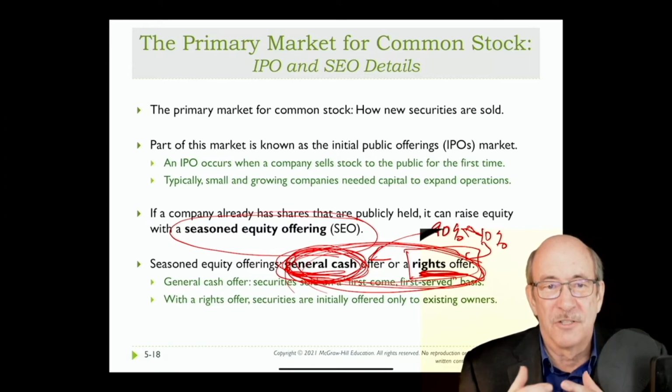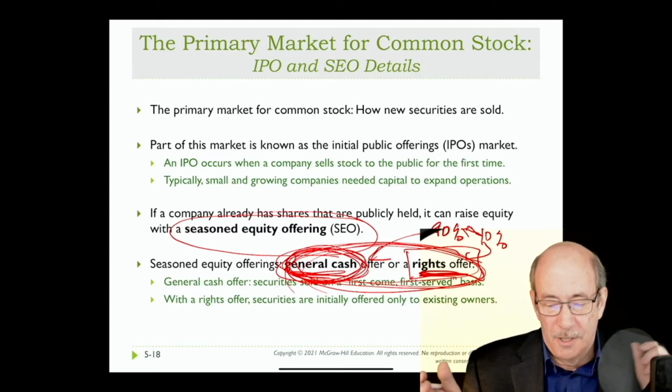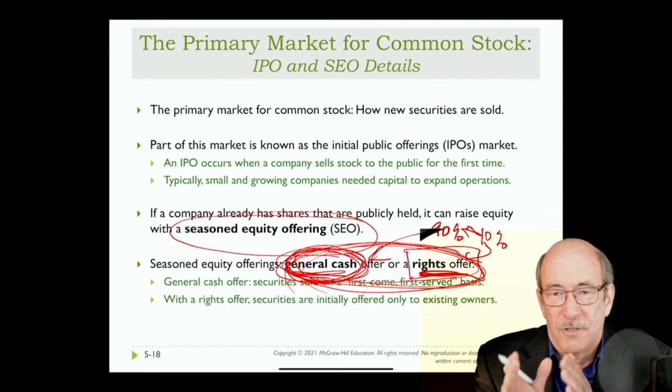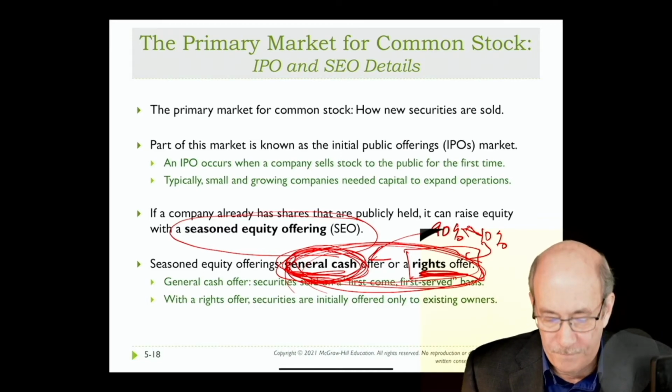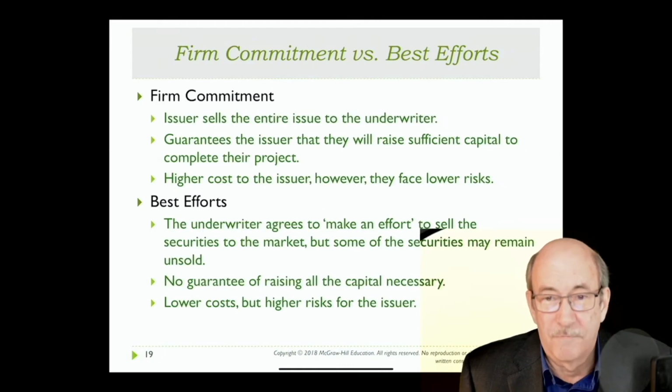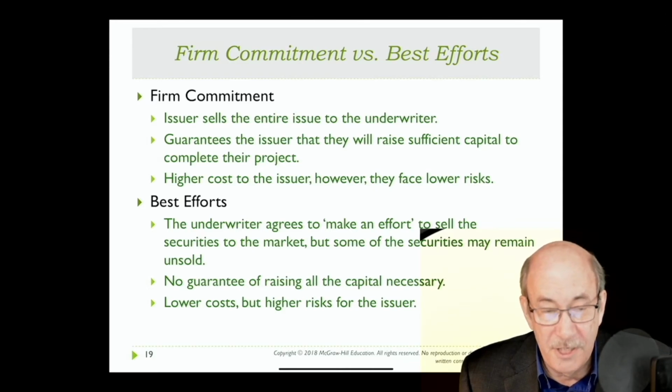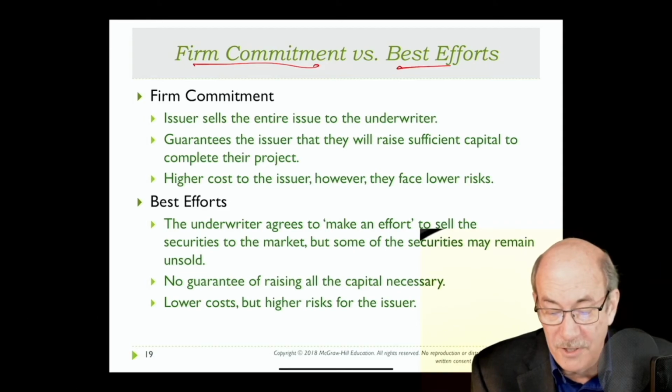General cash is to the entire public. Rights offering is just to the existing shareholders. Okay. Now we can go on to the next two terms that easily get confused. Firm commitment versus best efforts.